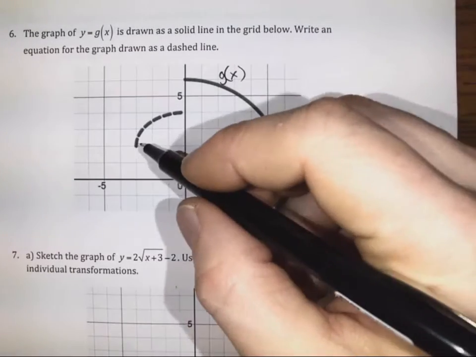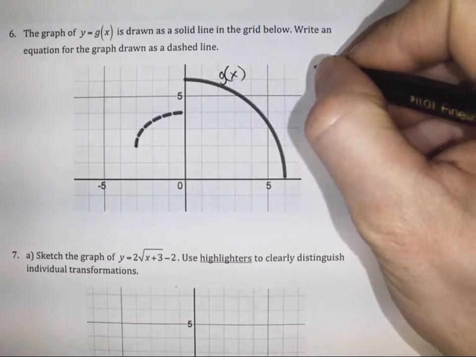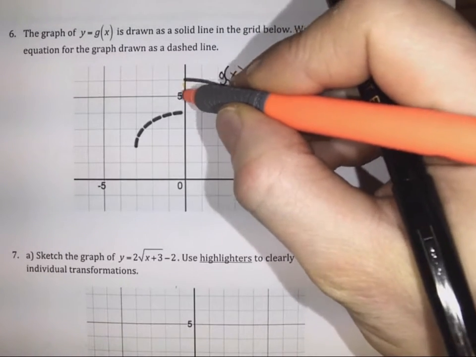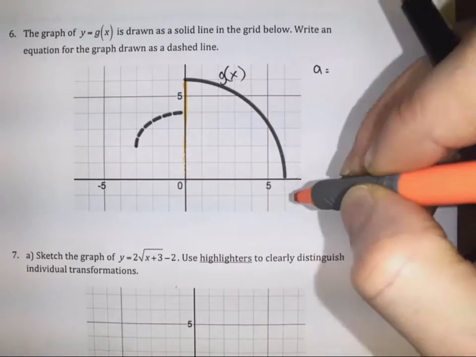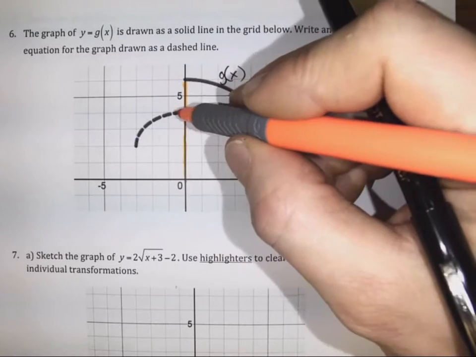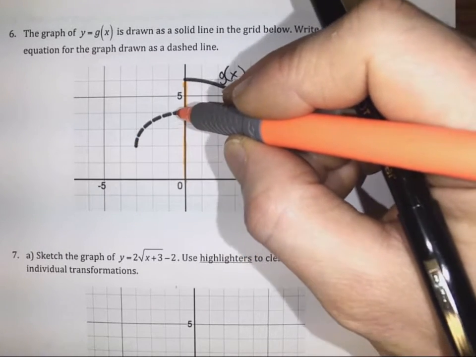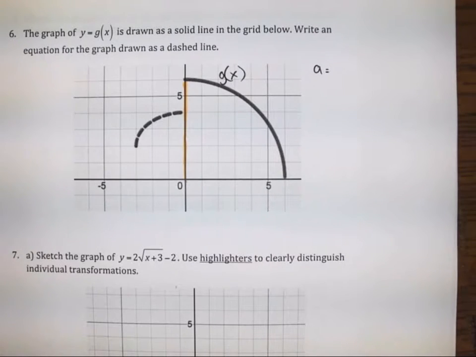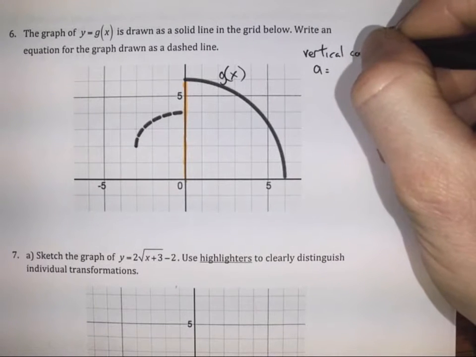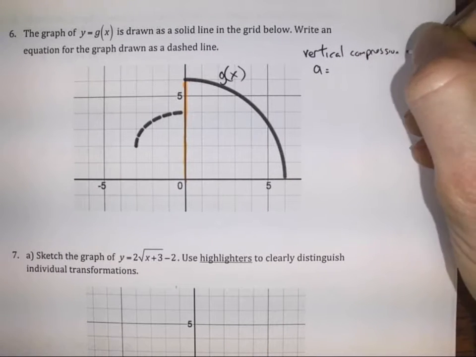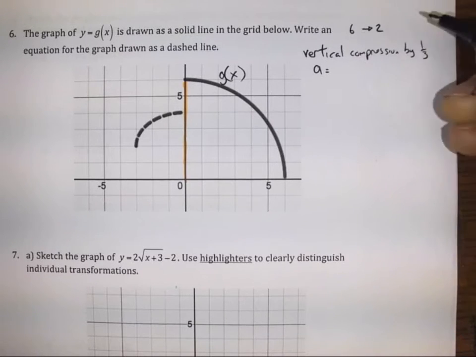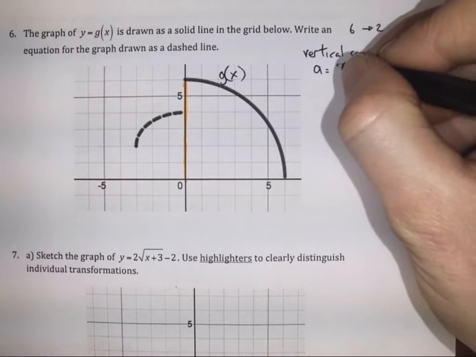Okay, so I think we can probably start with our a value. So to do that, I'm going to look at how much this changes from starting at 0 going up to 6. It's 6 units high, and this function is only 2 units high. So it looks like there was a vertical compression by a third, because 6 went to 2. This is going to give us an a value of a third.